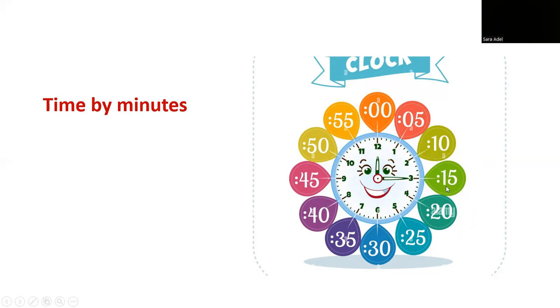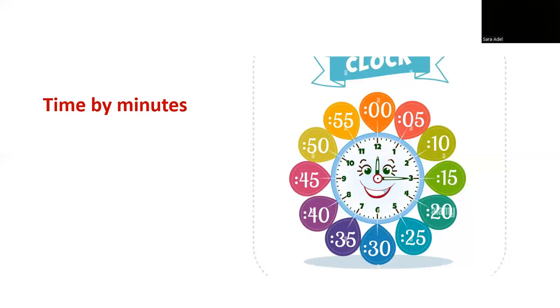5, 10, 15, 20, 25, 30, 35, 40, 45, 50, 55. Every time increase by 5. This is the clock. We take 4 cases. When the minute hand stands on 12, it will be o'clock. When it stands on 9, it will be quarter to. When it stands on 3, it will be quarter past.